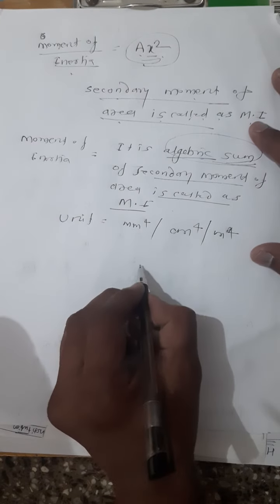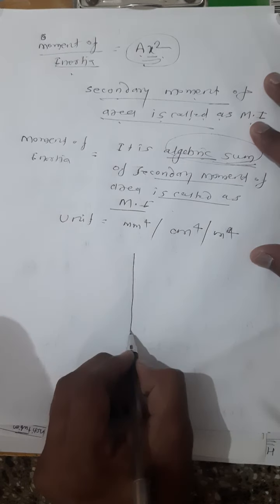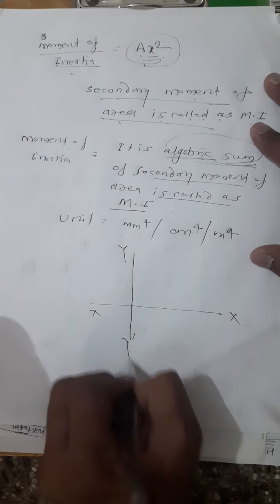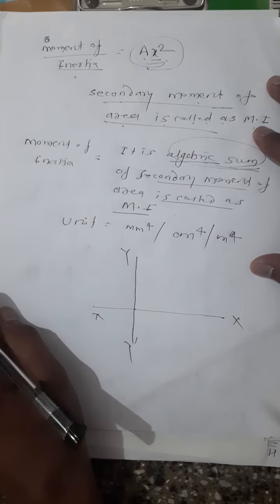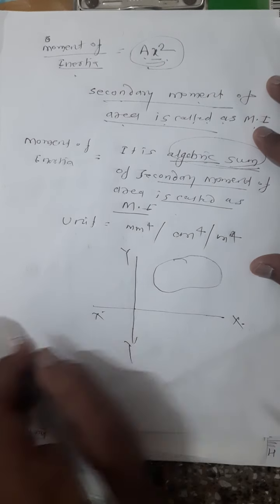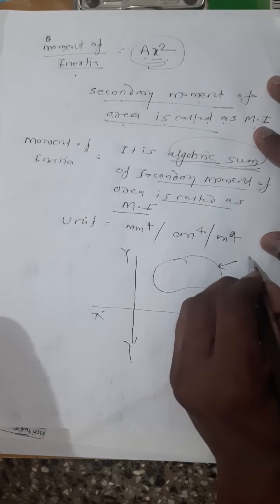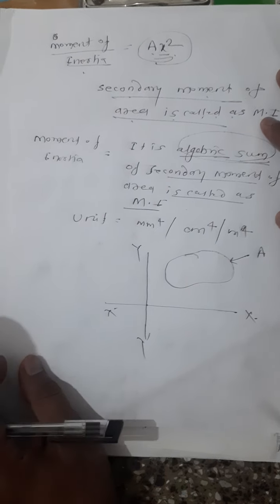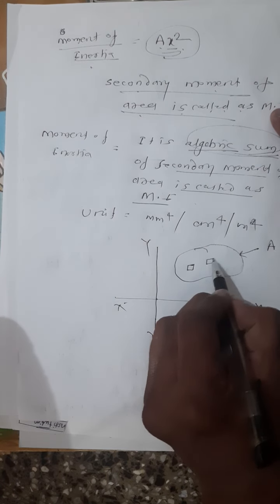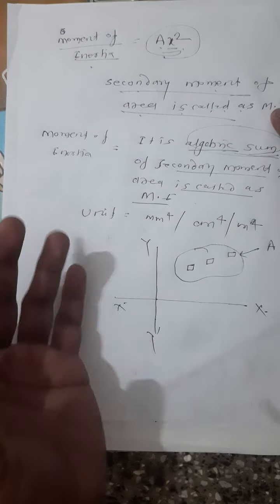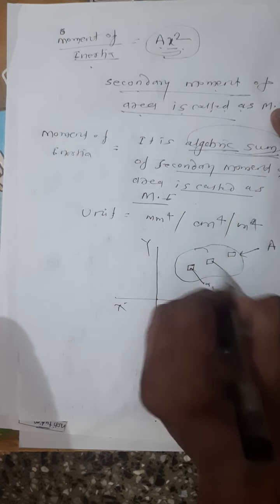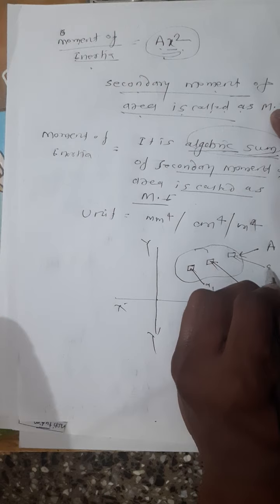See, my dear students, suppose this is the reference axis, this is the x axis and this is the y axis. So everybody has the main reference, the x axis and y axis. Suppose in this axis we have one body with a total area. In that area, consider the smallest areas. These are the three elementary areas I have considered. Suppose this area is called a1, this area is called a2, and this area is called a3.